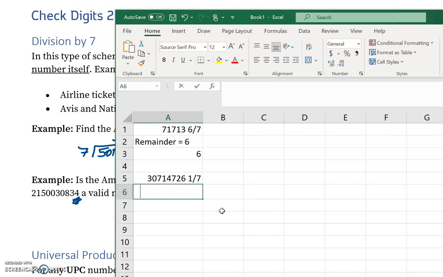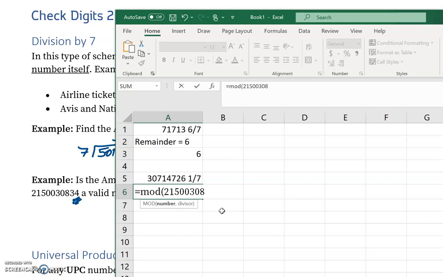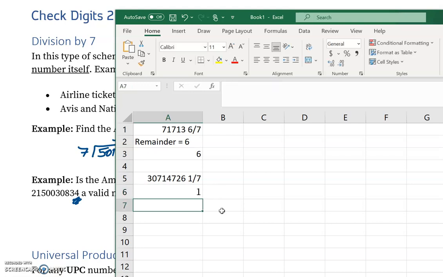We can also use that mod function. So let's just remind ourselves of that mod function. So it's going to be 215,003,083. All right, so all of the number without the check digit on there, right? If it tells us the check digit's already on there, that means it's the last one, it's 4. So we're going to do this number, we're going to divide by 7, and this will give us the remainder. And sure enough, this agrees with what we got here, which is that the remainder should be 1.